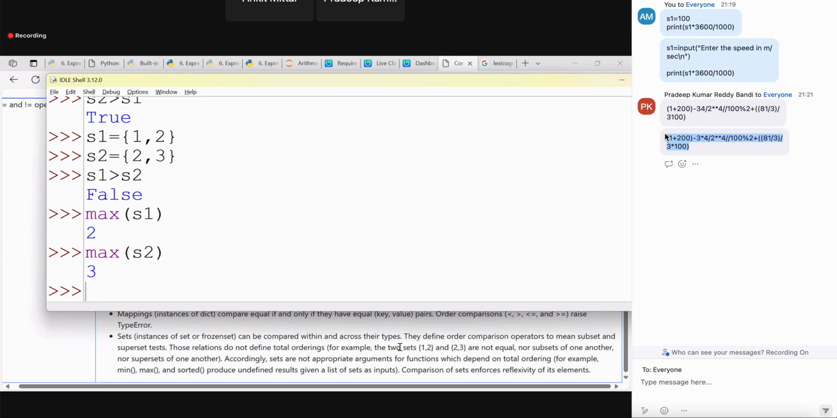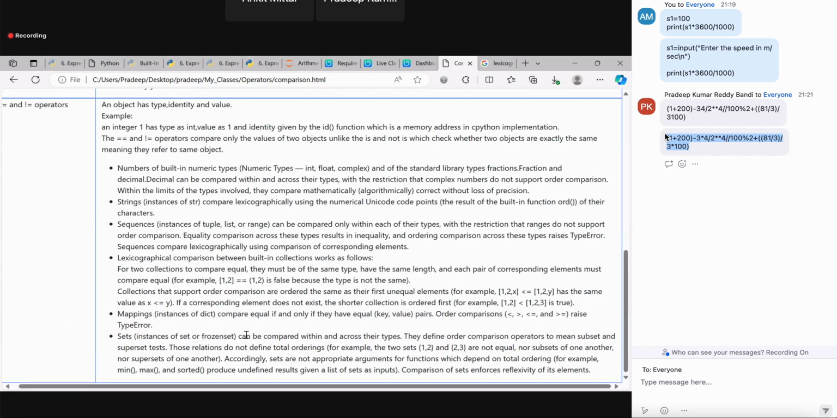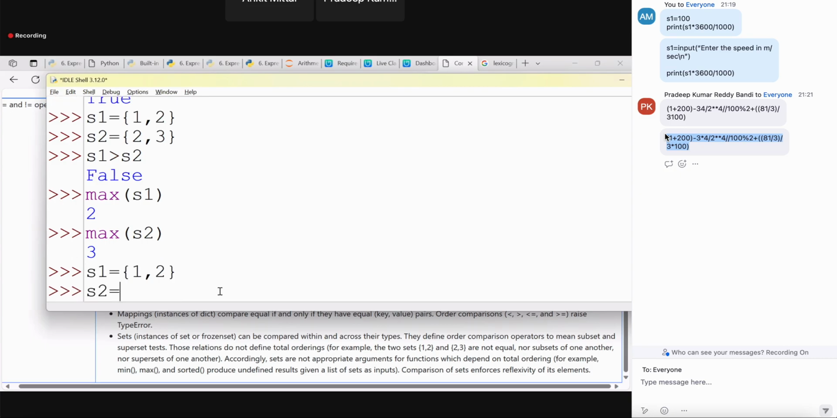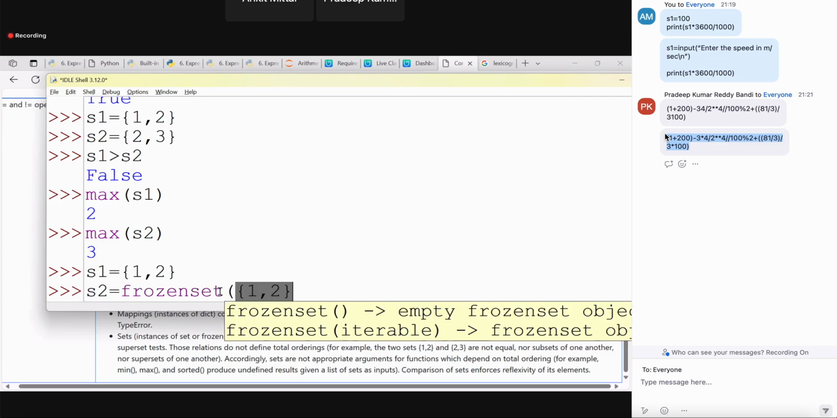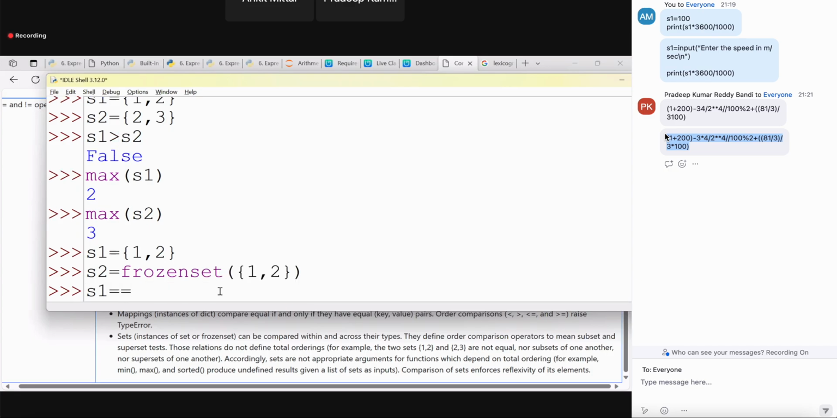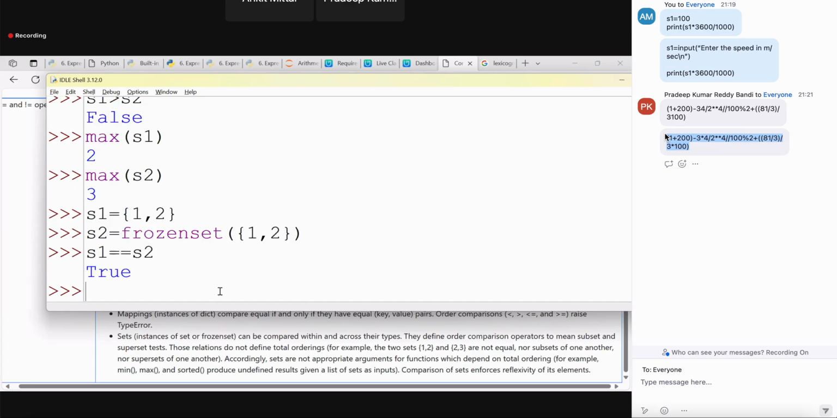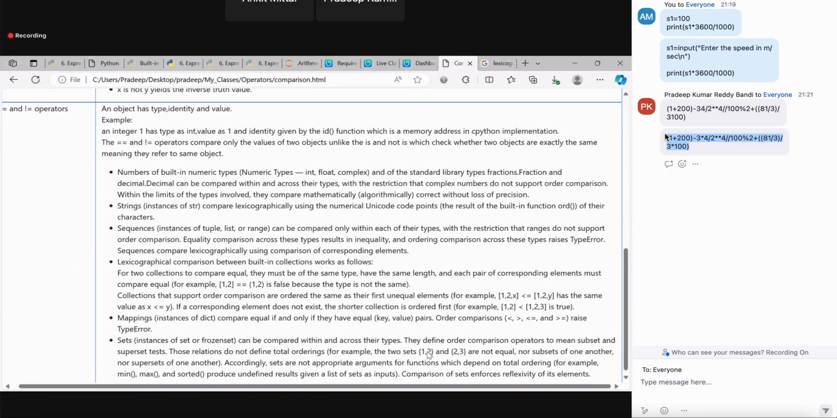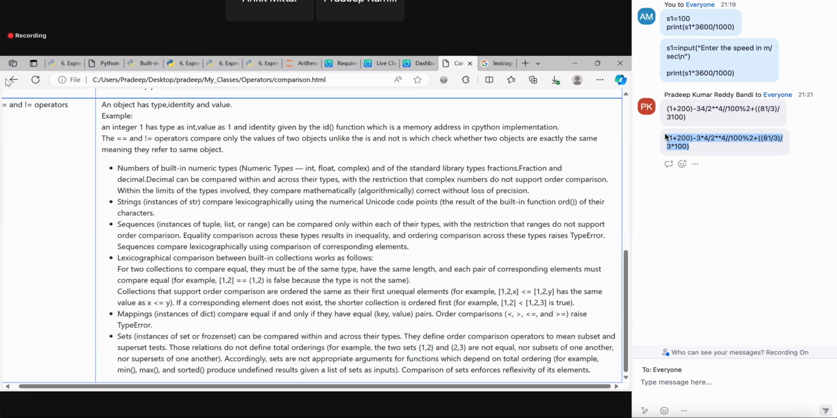Generally with sets I don't go that deep, so this time I thought I'd explore one more thing. We can do comparisons across set types also. So let us take S2 equal to frozenset({1, 2}) and S1 equal to S2. That is also possible, within sets, across the types. The only open point is how it will handle this kind of thing. I'll see if we find something.